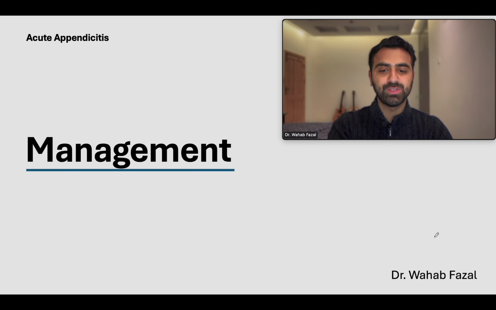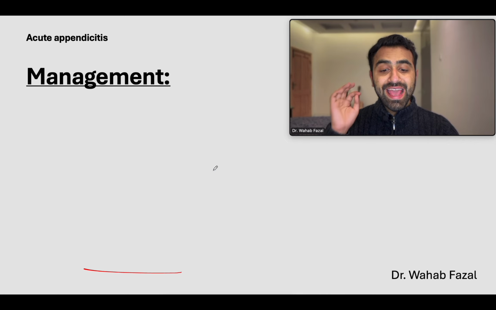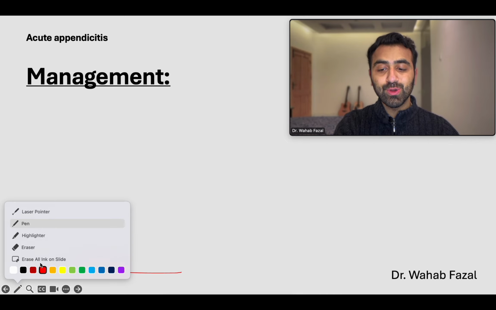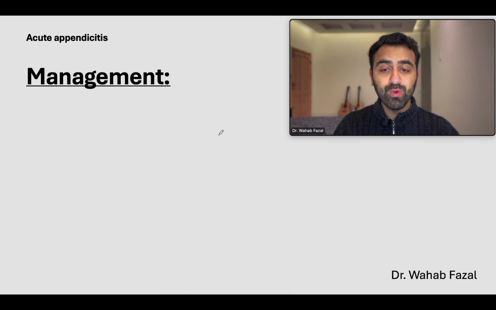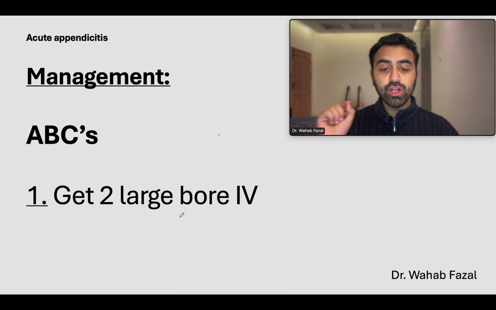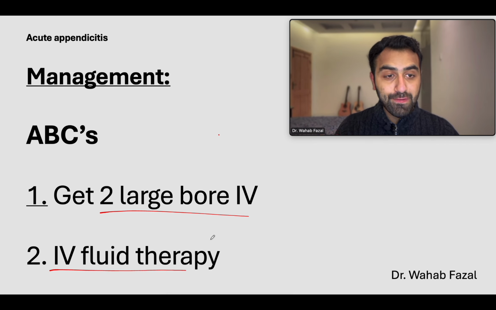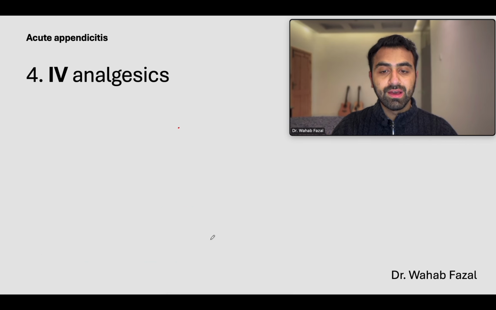Let's talk about the management now. So now let us talk about the management of acute appendicitis. How do we go about it? As soon as this patient is wheeled into your emergency room, what do you want to do? You want to do your ABCDs, airway, breathing, circulation, disability, and then get 2 large bore IVs into this patient. Then IV fluid therapy. You want to start this patient on IV fluid therapy as soon as they enter your emergency.